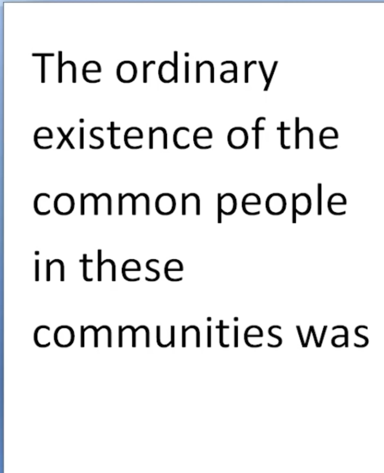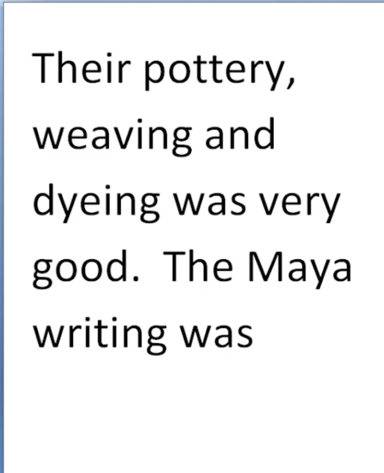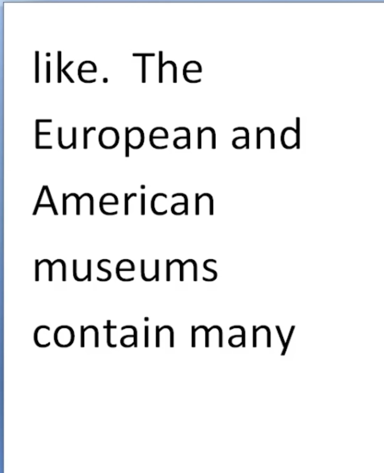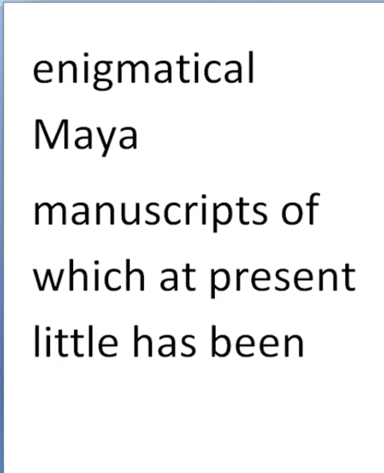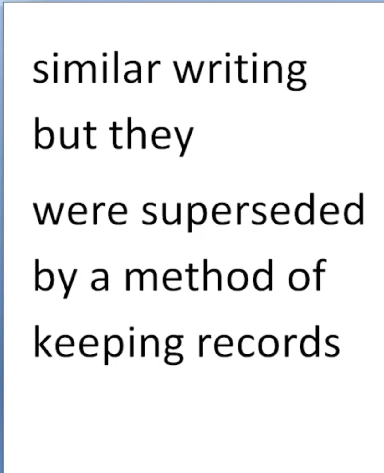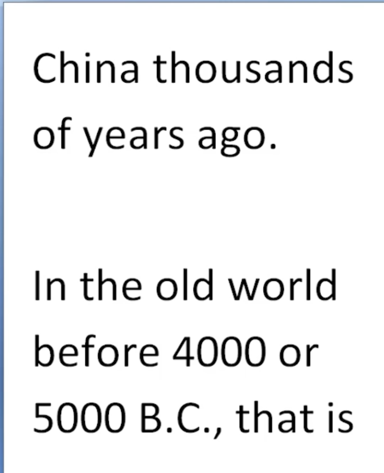The ordinary existence of the common people in these communities was very like the ordinary existence of any other barbaric peasantry. Their pottery, weaving, and dyeing was very good. The Maya writing was not only carven on stone, but written and painted upon skins and the like. European and American museums contain many enigmatical Maya manuscripts, of which at present little has been deciphered except the dates. In Peru, there were beginnings of a similar writing, but they were superseded by a method of keeping records by knotting cords. A similar method of mnemonics was in use in China thousands of years ago.